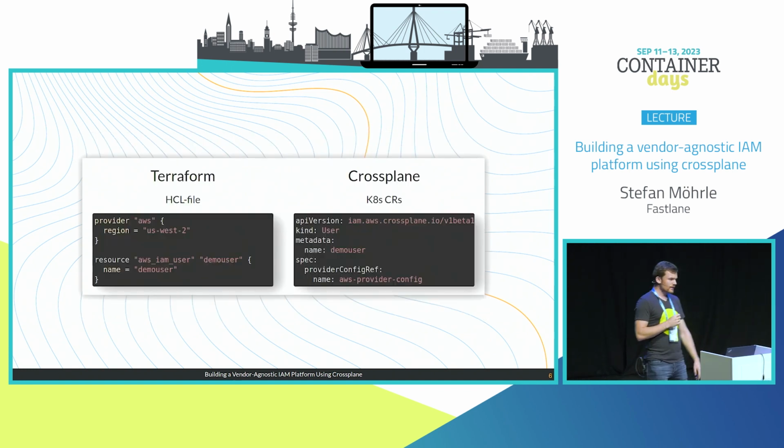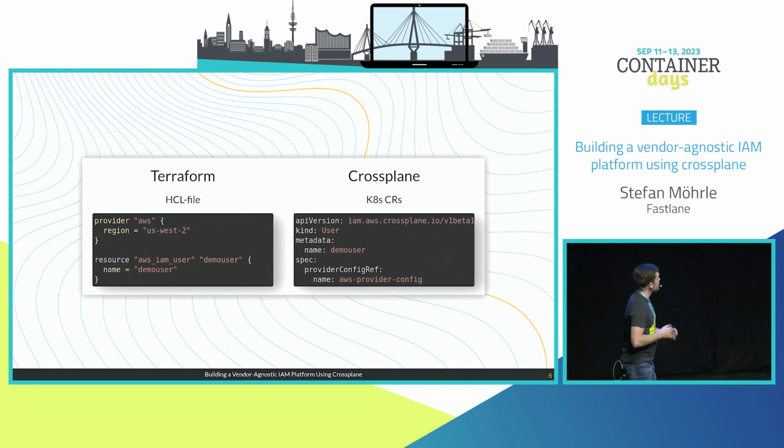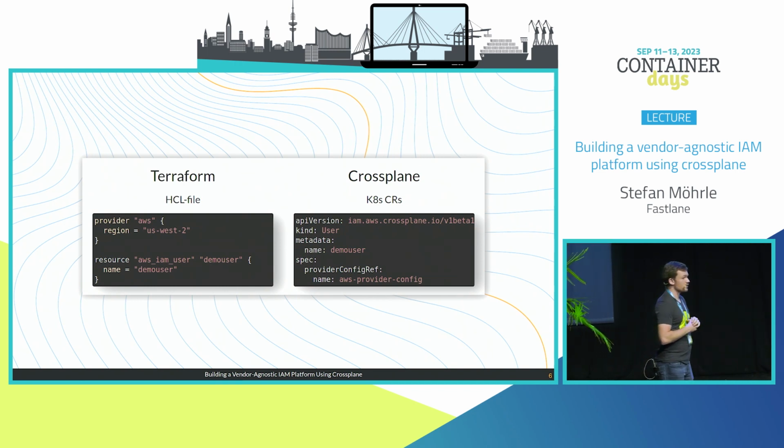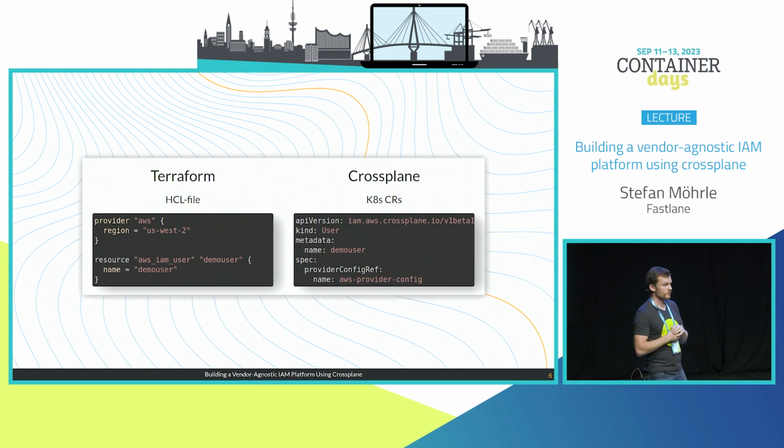Okay, then very short on Terraform and Crossplane. So assuming you know Terraform, then the left part should be easy. So you have your providers, you have your resources, you define the resources. Here in the example, it's an AWS IAM user. You give it a name, potentially some more parameters, and then you can make Terraform apply.